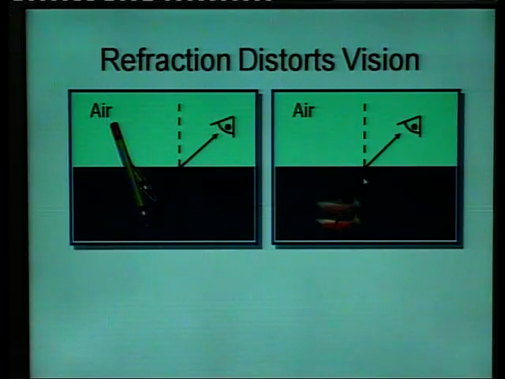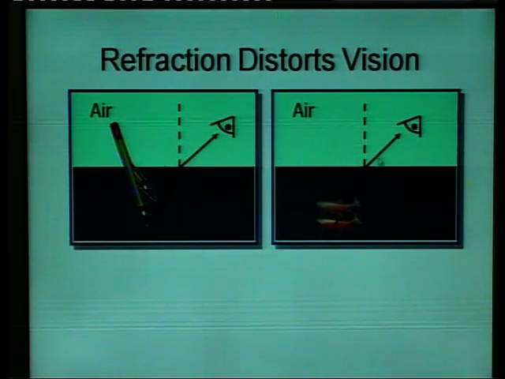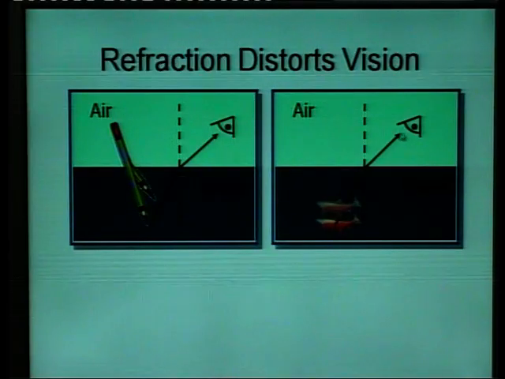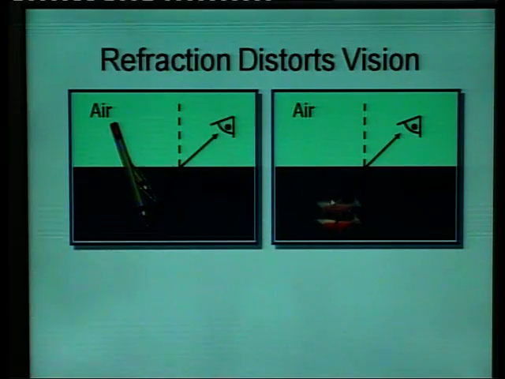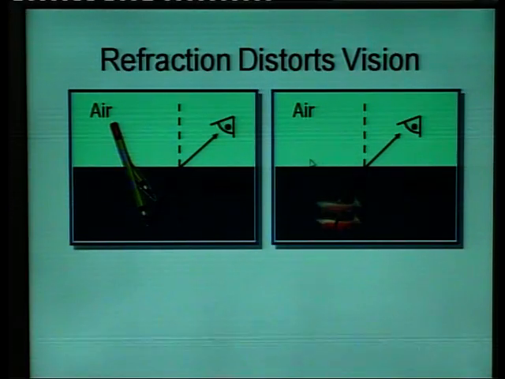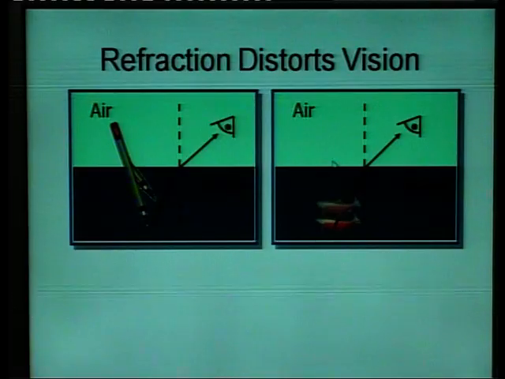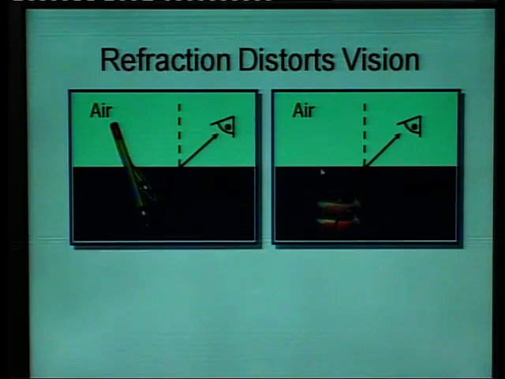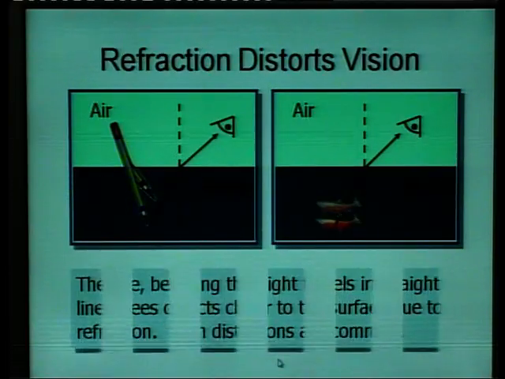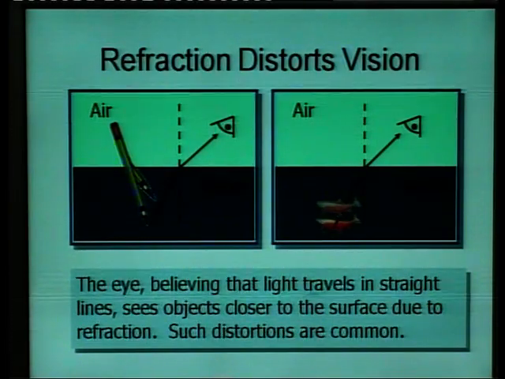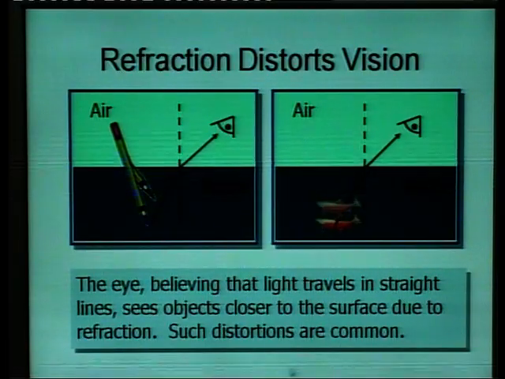Actually they are refracted after entering from water to air. When they enter from water to air, the rays are refracted. So it appears to the observer as though they are coming from this point. So the image of the object is seen here. So we say this is the real depth of the object and this is the apparent depth. So real depth is always greater than apparent depth in case of refraction. So the eye, believing that light travels in straight line, sees objects closer to the surface due to refraction. Such distortions are common.